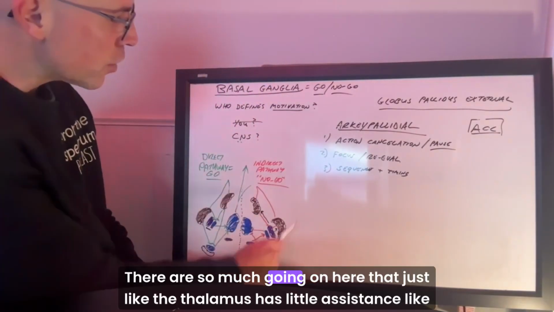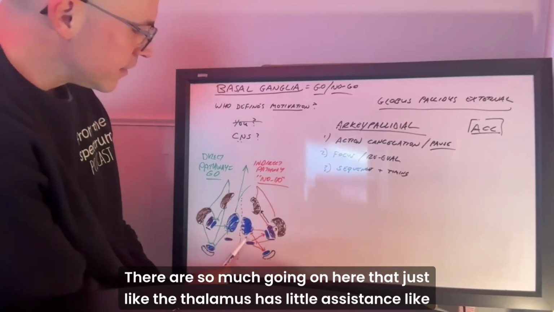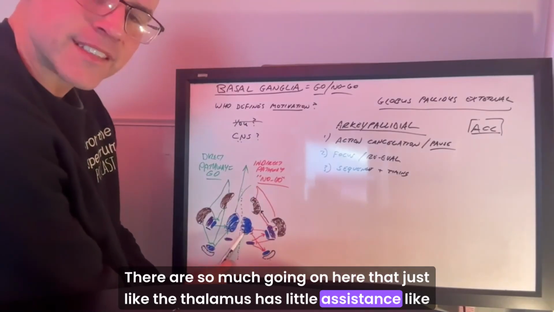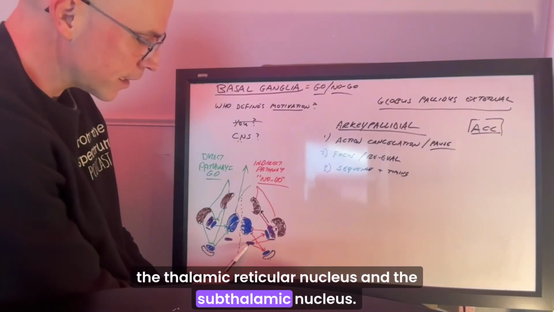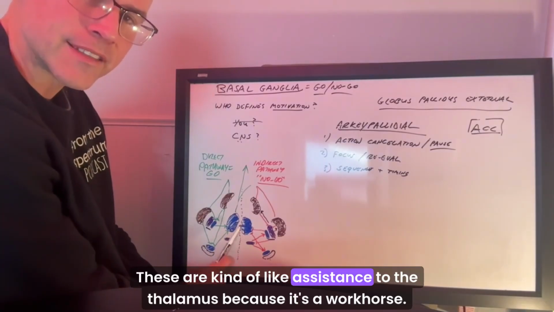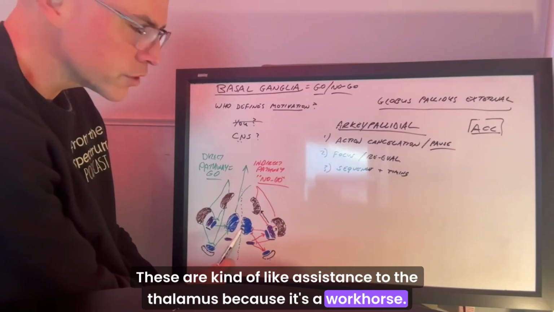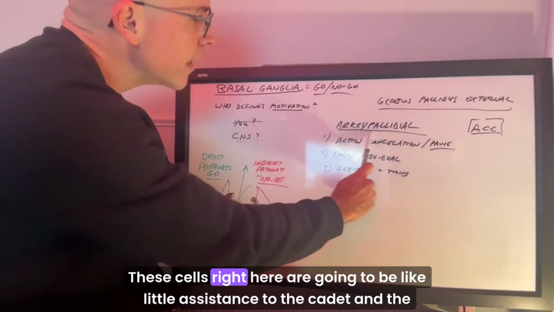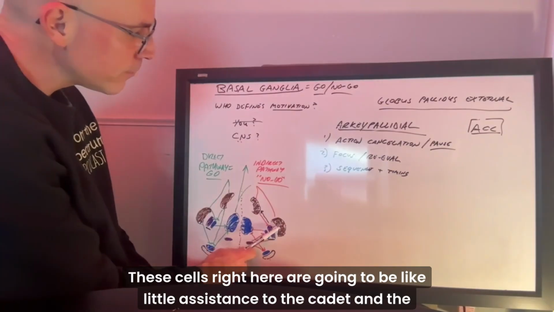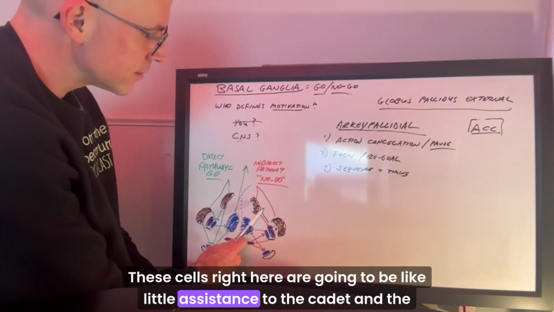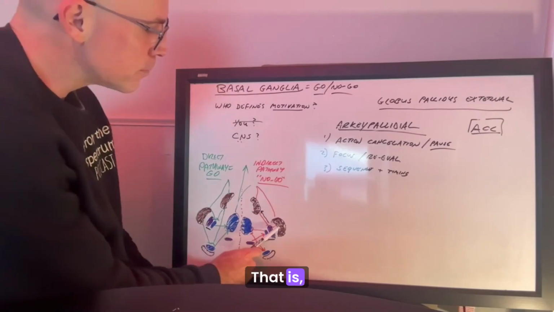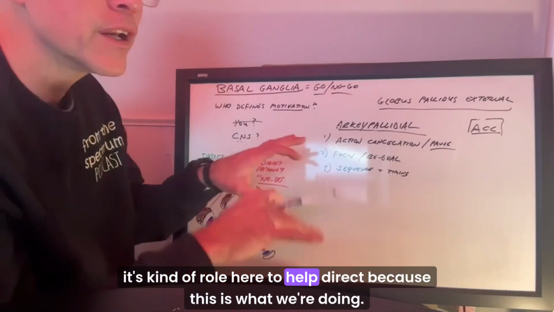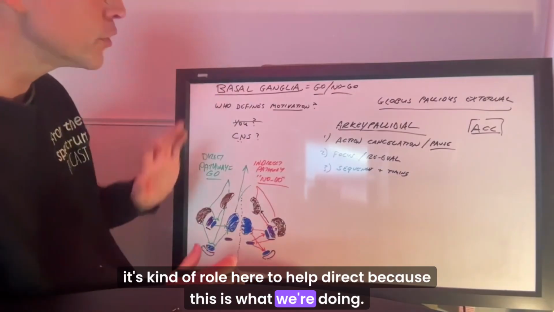There is so much going on here that just like the thalamus has little assistants like the thalamic reticular nucleus and the subthalamic nucleus, these are kind of like assistants to the thalamus because it's a workhorse. These cells right here are going to be like little assistants to the caudate and the putamen. That is its kind of role here to help direct, because this is what we're doing.